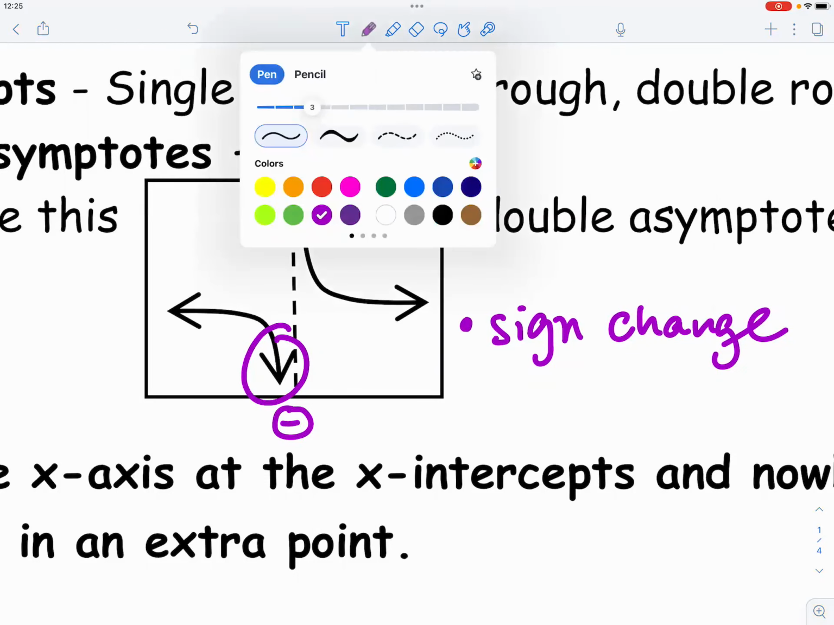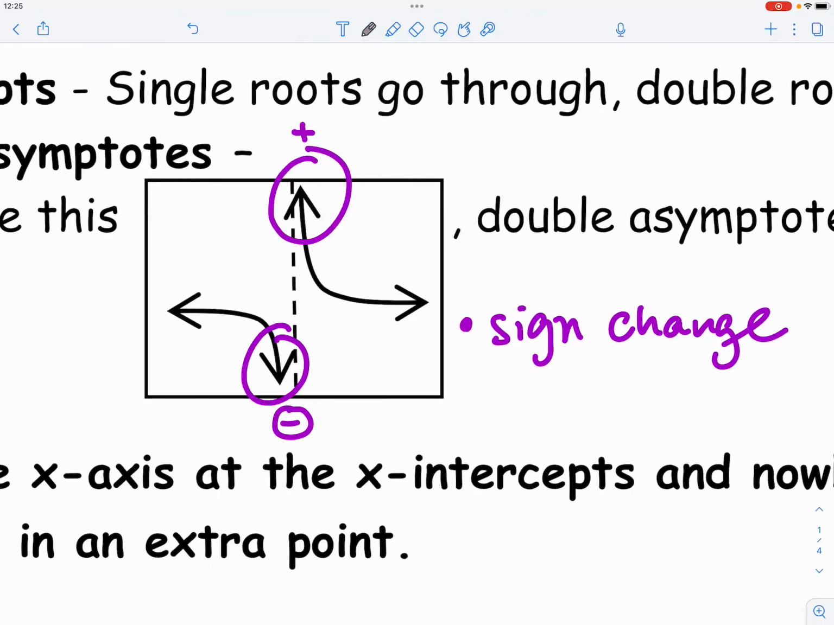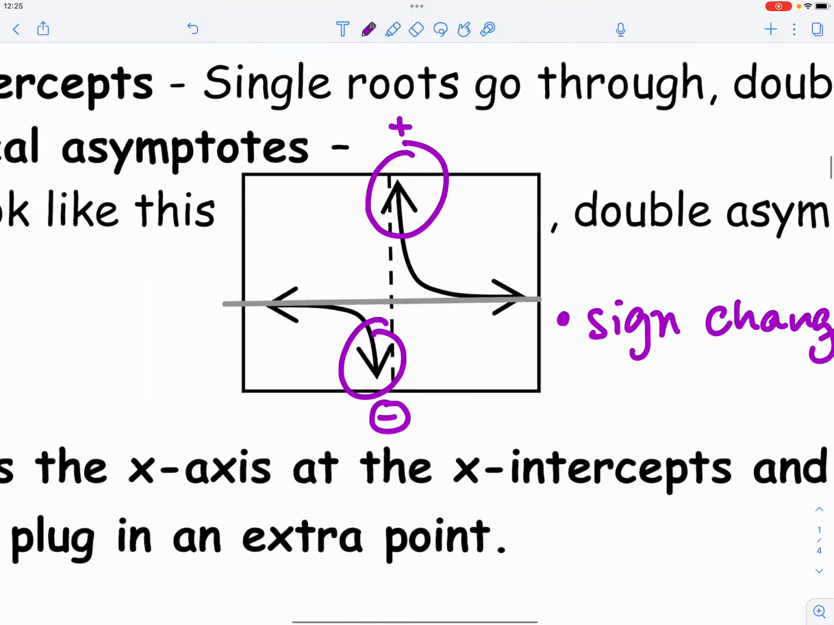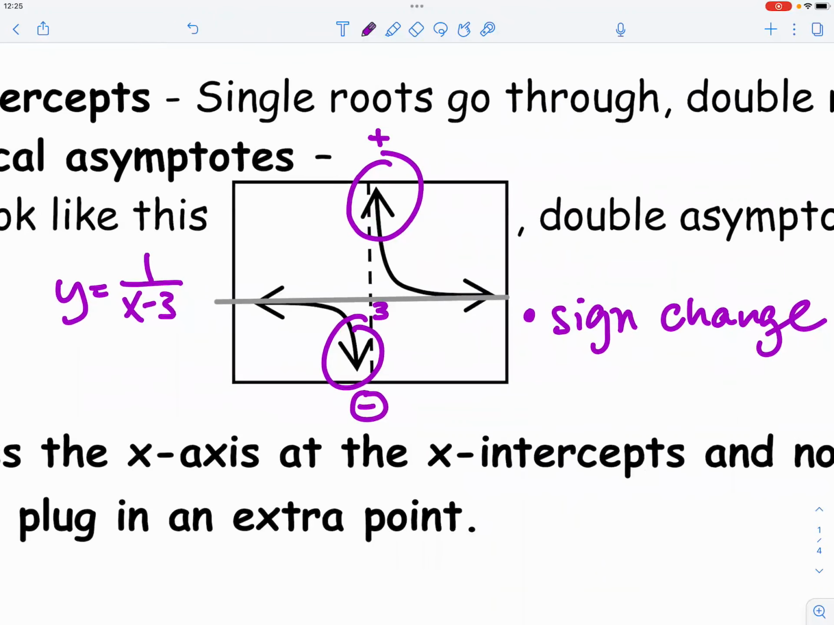Now, let me go ahead and create an example of what this could be. So maybe this is the x-axis. And then the function would be y equals 1 over x minus 3. So this would actually be the vertical asymptote, x equals 3. Why is there a sign change?